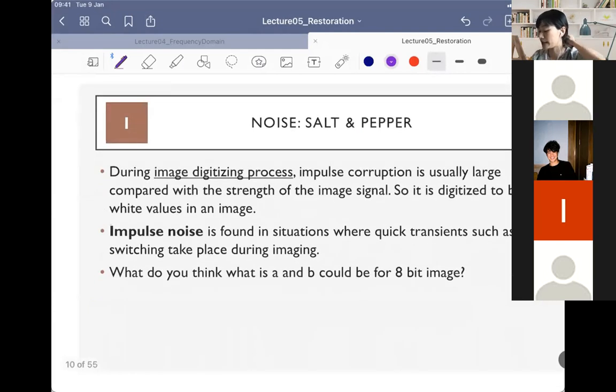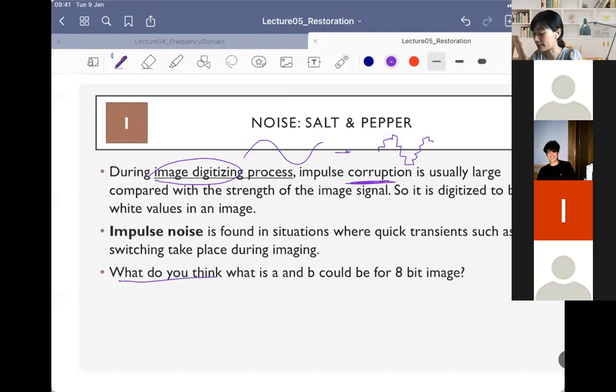So they were saying that in the process of digitizing an image from analog to digital, it is possible that some image values become corrupt. So they are represented by the black value or the white value. So that's how the salt and pepper noise is created.